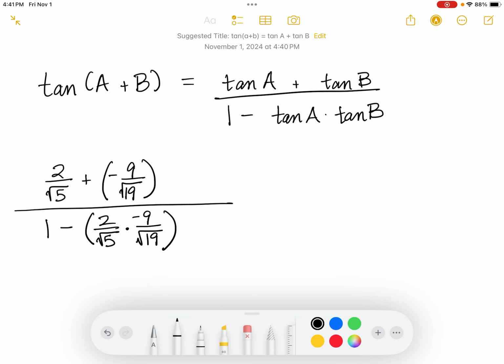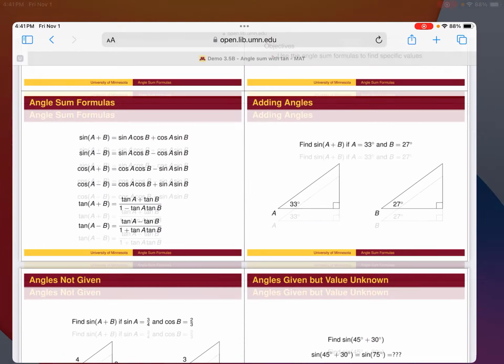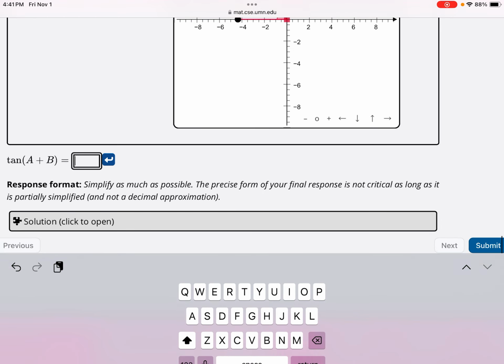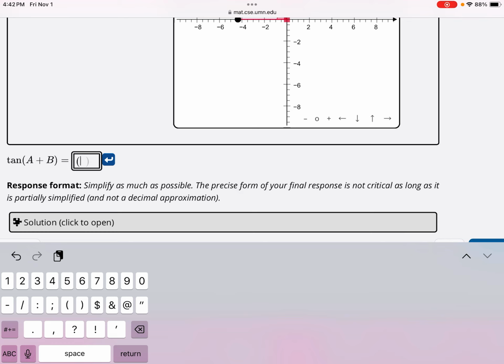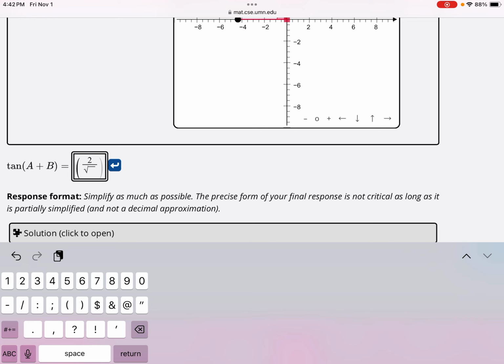So we have this kind of nasty, ugly complex fraction, which it's nice to simplify in general. But I've discovered that in the math tool, this will be okay for your final answer. So let's just try that real quick, and I'll show you how that works. In the numerator, let's get some parentheses here. We're going to have this kind of ugly expression. It's going to take me a minute to type out on an iPad.